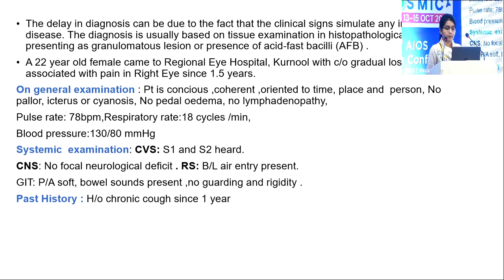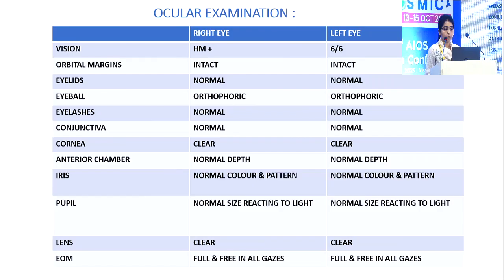A 22-year-old female came to Regional Eye Hospital, Kurnool with complaints of gradual loss of vision associated with pain in right eye since 1.5 years. On general examination, everything was within normal limits. Systemic examination was normal. Past history was chronic cough since 1 year. On ocular examination, vision was 6/6 in left eye. Other anterior segment findings were within normal limits. Extraocular movements were full and free in all gazes in both eyes.